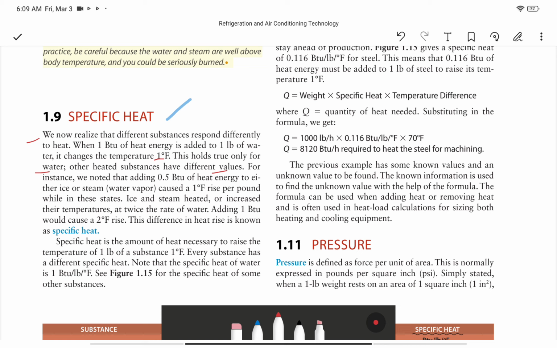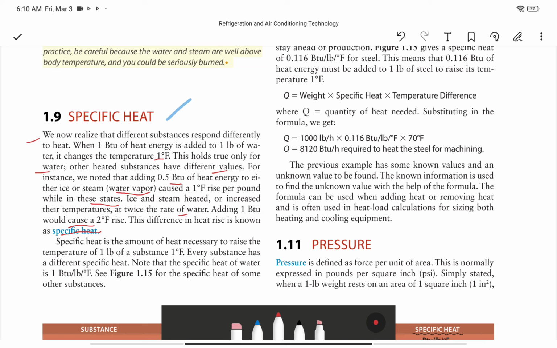For instance, we note that adding 0.5 BTU of heat energy to either ice or steam causes a 1 degree Fahrenheit rise per pound. While in these states, ice and steam increase their temperature at twice the rate of water. Adding 1 BTU would cause a rise of 2 degrees Fahrenheit. This difference in heat rise is known as specific heat. So, a very simplistic approach.